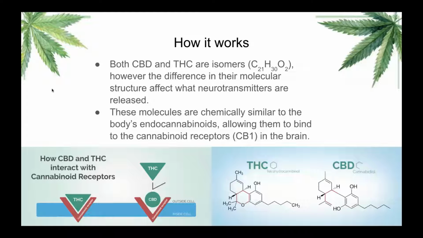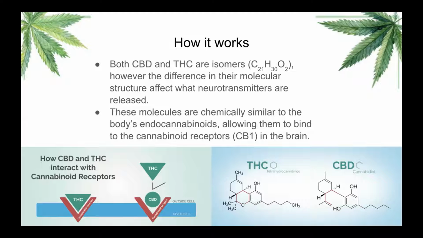So to move on and tell you how it works, the difference between the two is that they're isomers, which affects the type of neurotransmitters that are released. The neurotransmitters relay the body's messages of pain, immune issues, stress, and sleep, etc. The structures are similar to the body's endocannabinoids, which allow them to bind to the cannabinoid receptors, which is called the CB1 receptor in the brain.